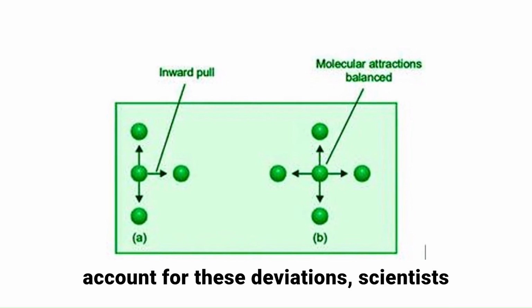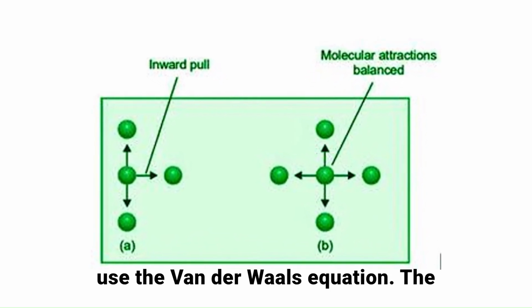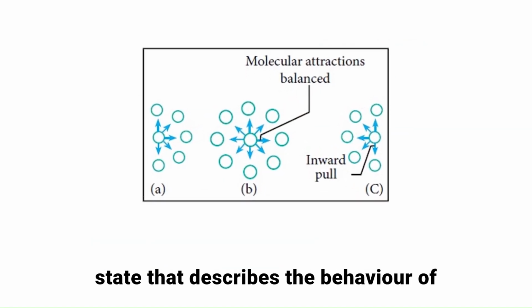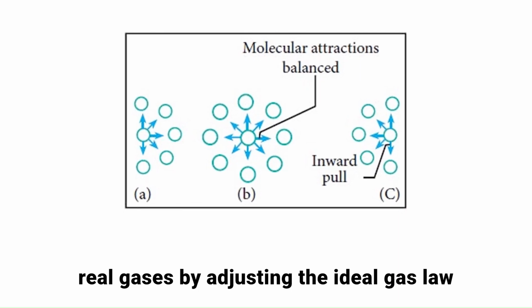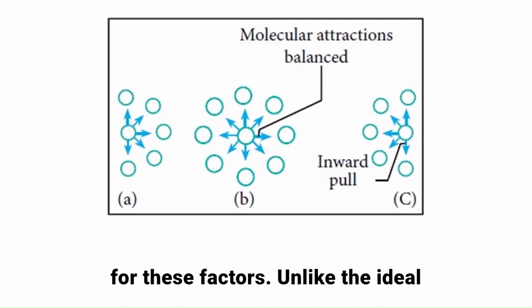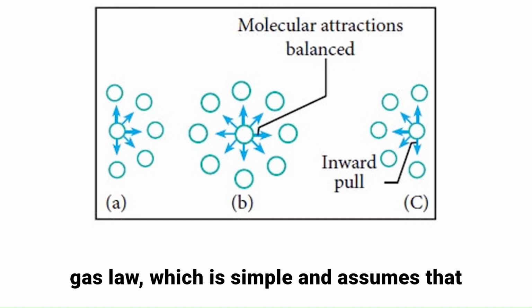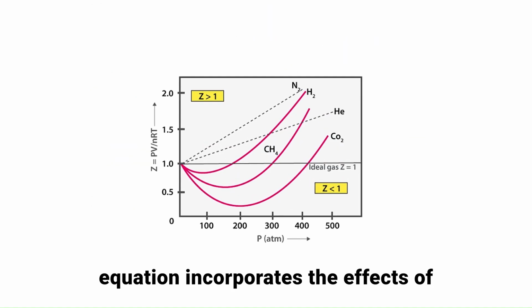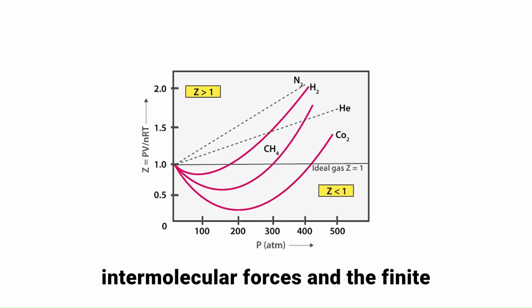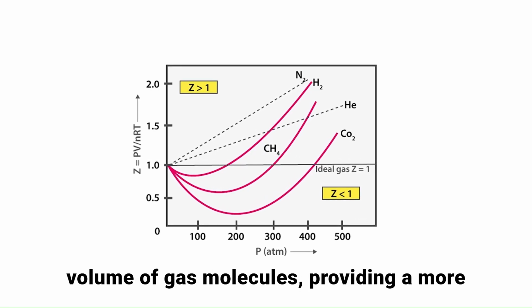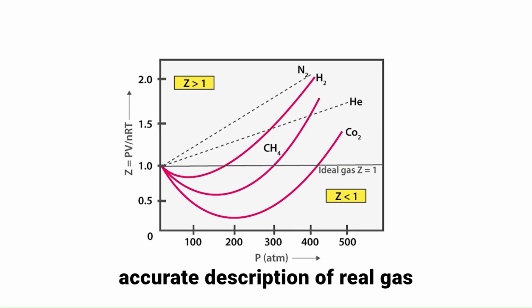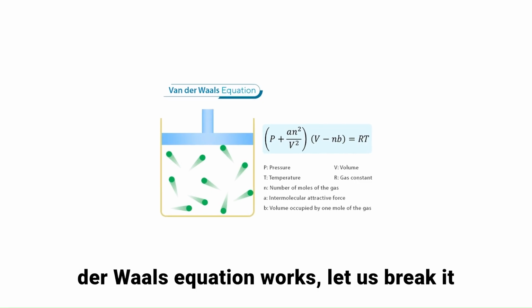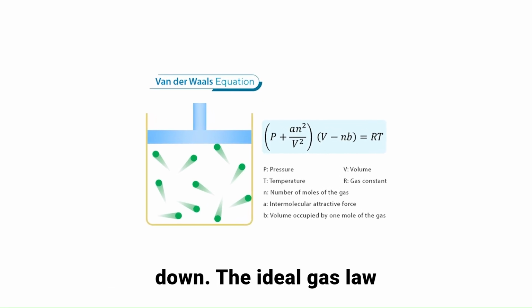To account for these deviations, scientists use the van der Waals equation. The van der Waals equation is an equation of state that describes the behavior of real gases by adjusting the ideal gas law for these factors. Unlike the ideal gas law, which is simple and assumes that gases behave perfectly, the van der Waals equation incorporates the effects of intermolecular forces and the finite volume of gas molecules, providing a more accurate description of real gas behavior.